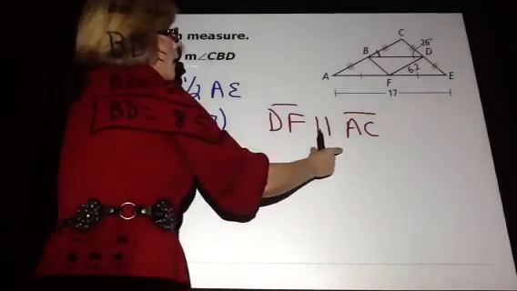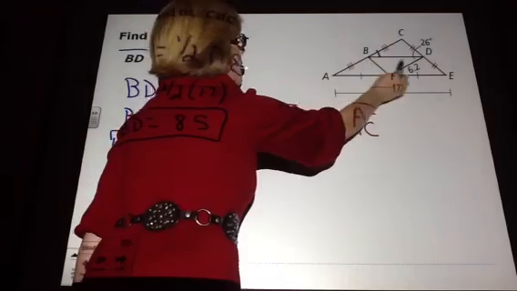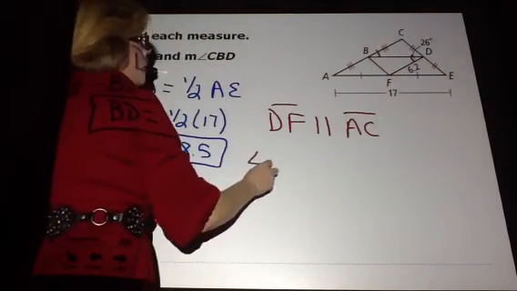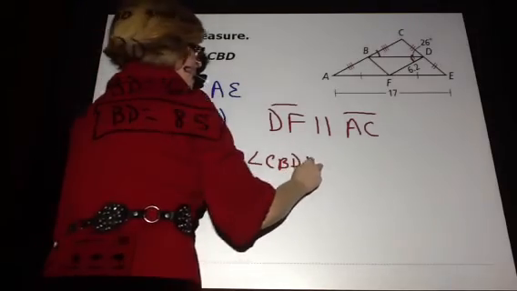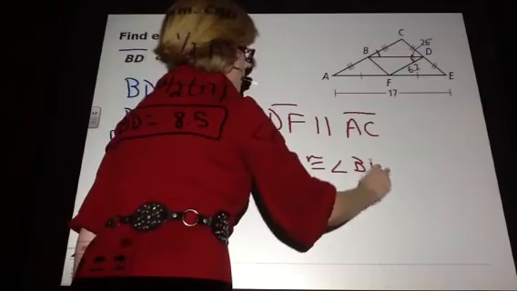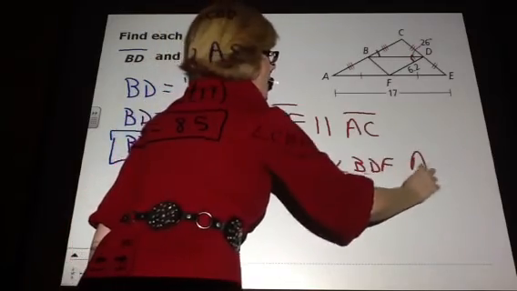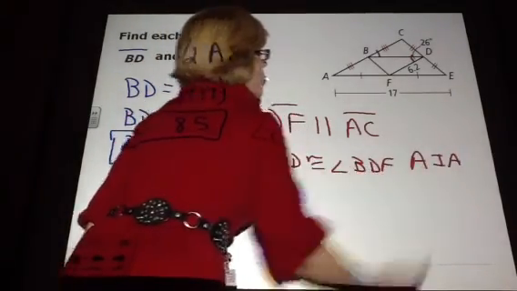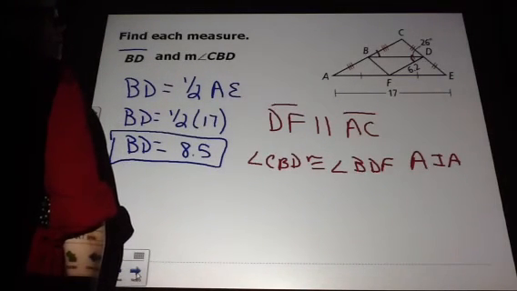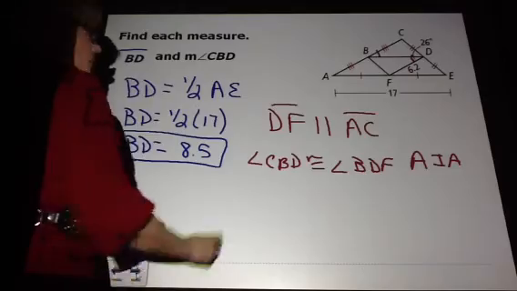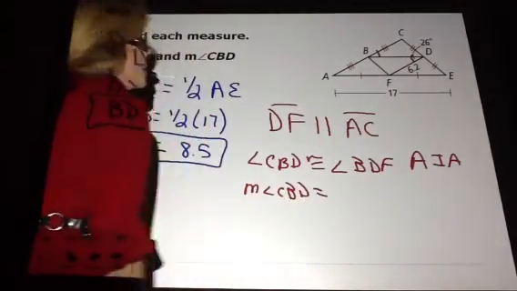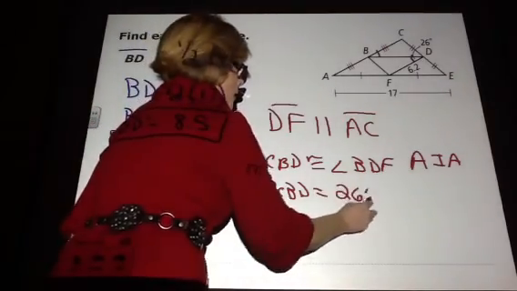So if these two are parallel, what do you notice about this angle and this angle? So we have angle CBD congruent to angle BDF because they are alternate interior angles. And then we can substitute in and say that this angle is equal to 26 degrees.